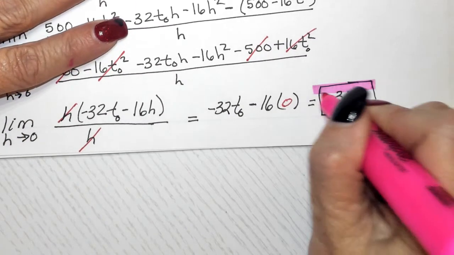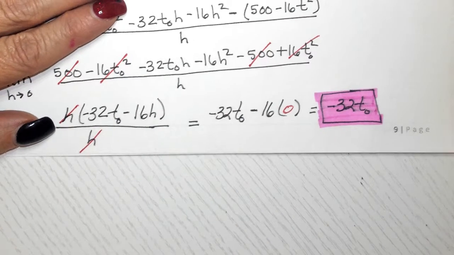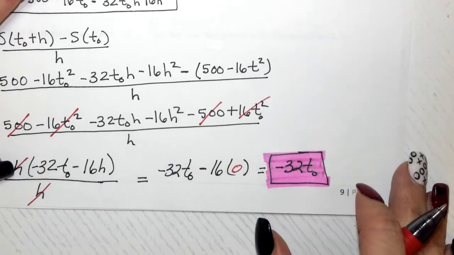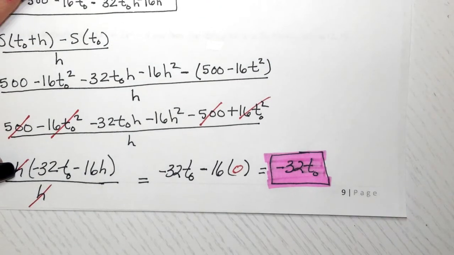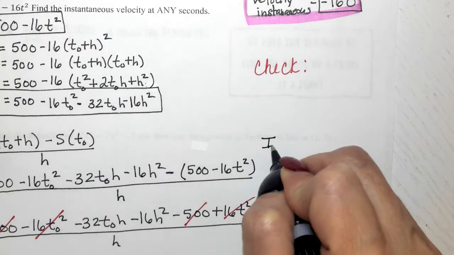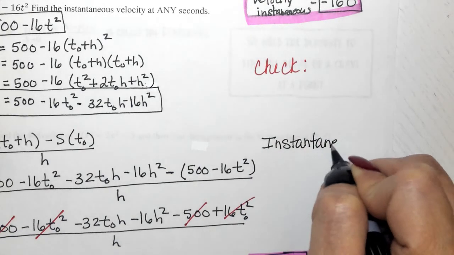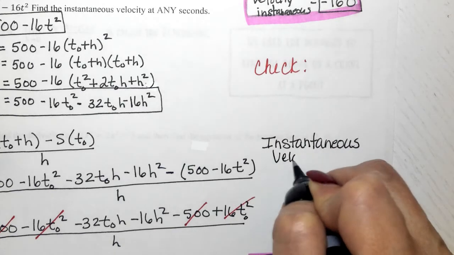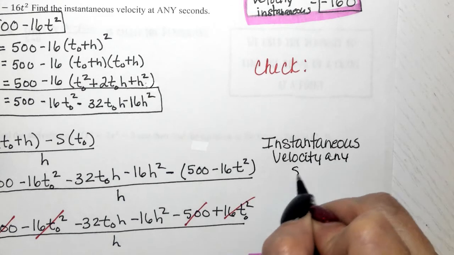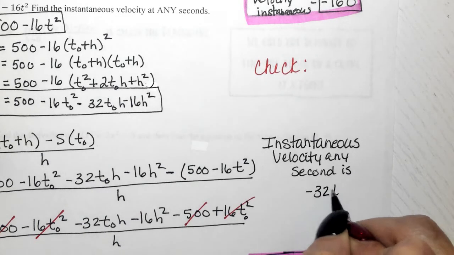Okay, we are going to check this. That's pretty awesome that you just found that. Like for any problem that's going to work. Okay, let's check it. Okay, so we're going to come up here. We're going to check this puppy out. Here we go. Negative 32 T naught, and I'm going to put it right here. We just figured out that the instantaneous velocity for any point, any second, is negative 32 T naught.